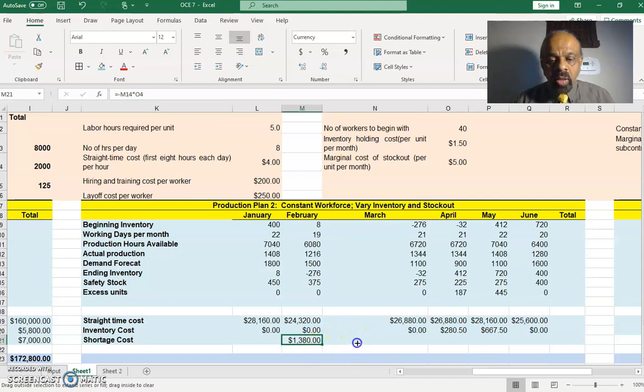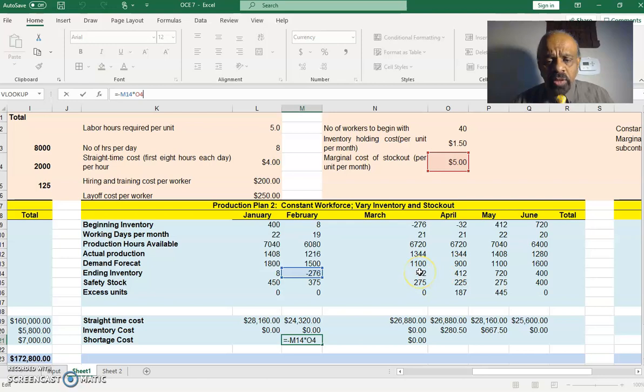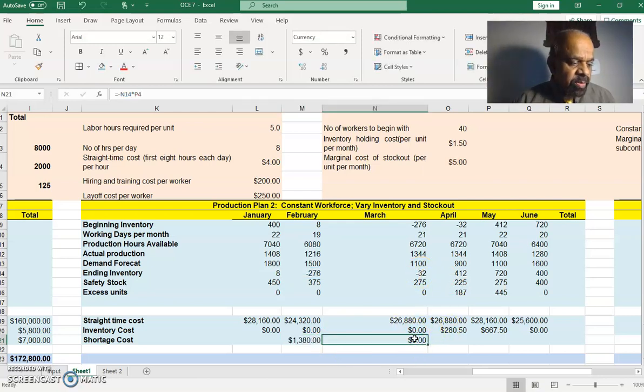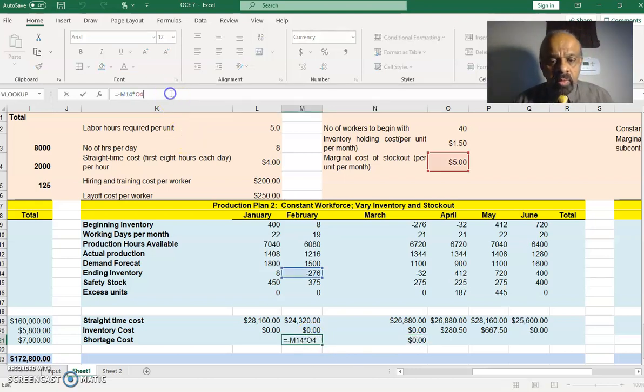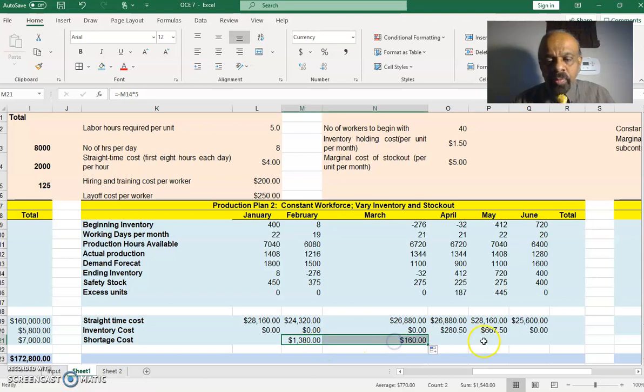And for March, how much do I get? For March, it is going to be equal to, I have 32. So I need to take that 32 into consideration. Okay, so how did I do this? I'm going to take this as 5 because an absolute unit, and I can copy it now for March, and that comes to $160.